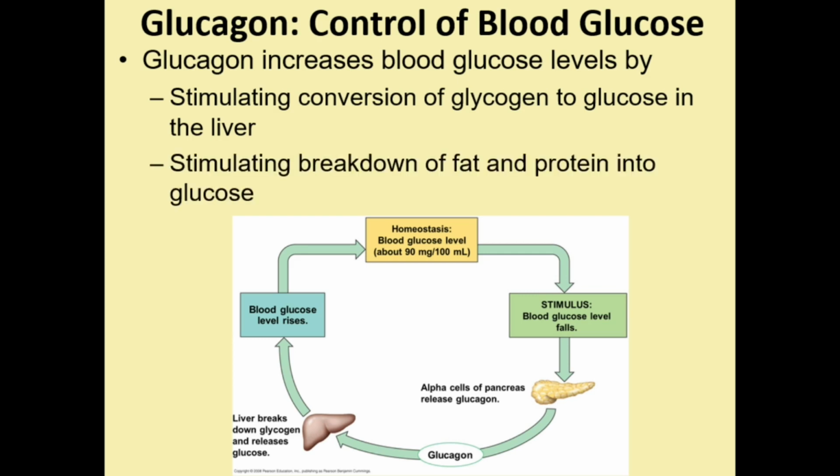And what glucagon also does is start breaking down fat and protein into glucose as well. So glucagon is all about getting the blood glucose levels up, because it's maintaining that homeostatic level. You want enough glucose in your blood so you can keep delivering glucose to the cells where it can be used to generate ATP for cellular functions.